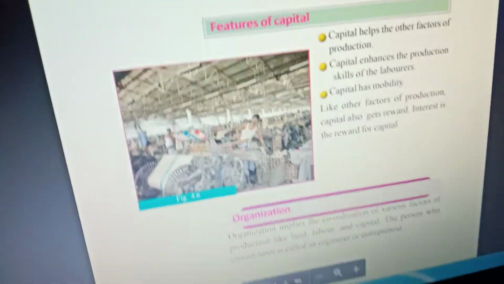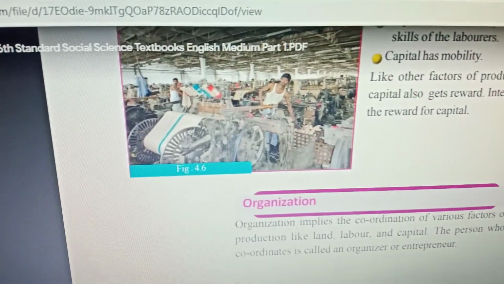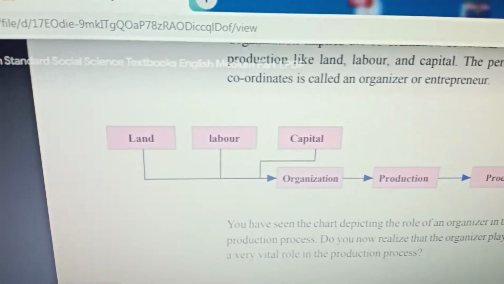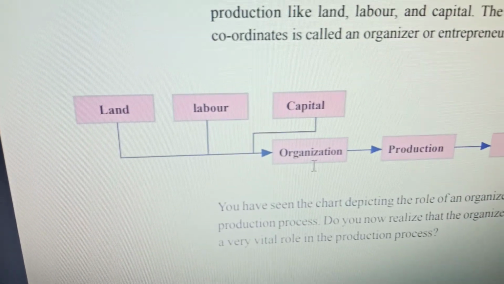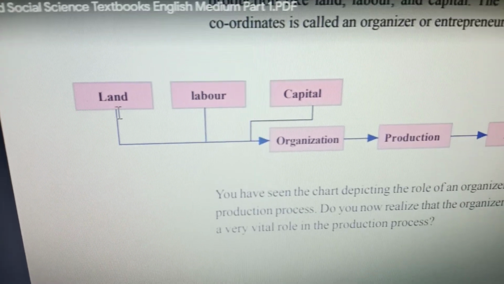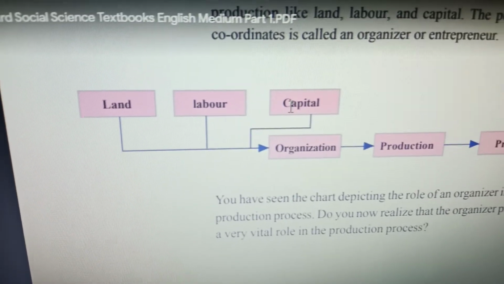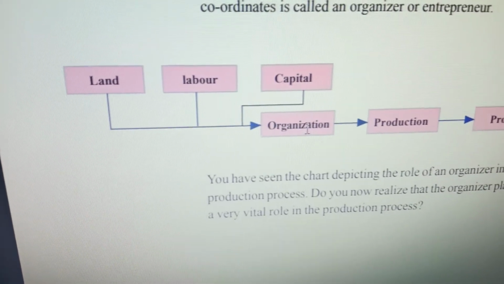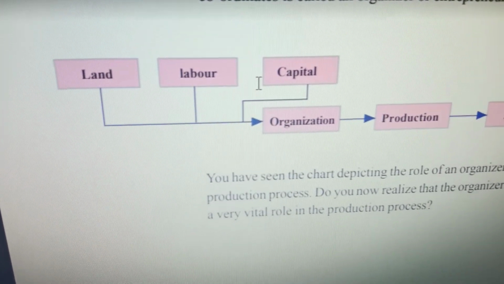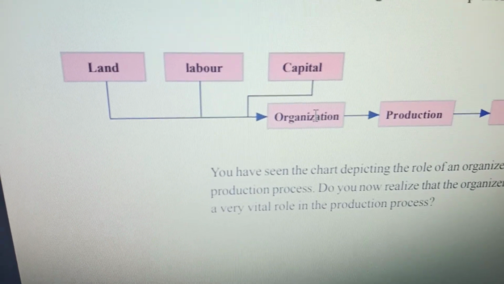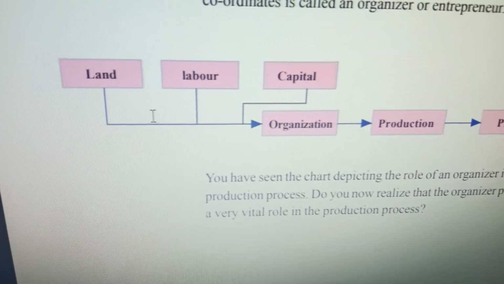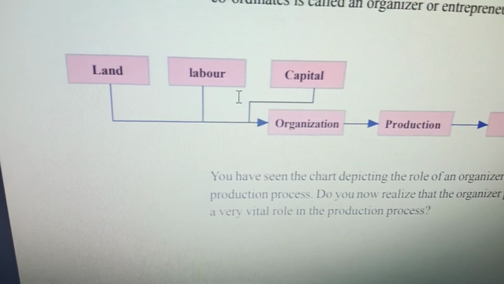We can have a look at a chart that shows how the organizer plays his role in the production process. For that we can have a look in the textbook. Please have a look. This is a chart that shows the role of an organizer in production process. We can see that here the land, labor and capital is connected to organization. So that means organization is an act of bringing together the other factors of production like land, labor and capital.